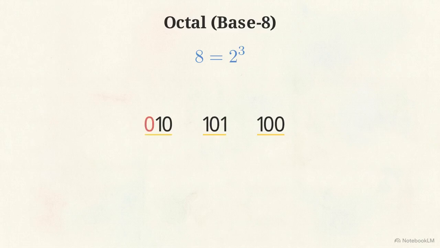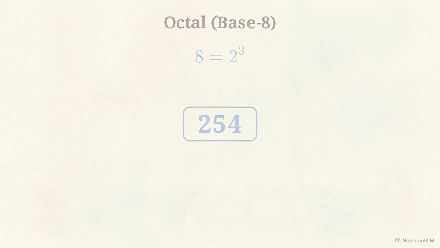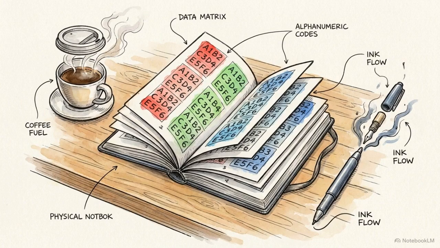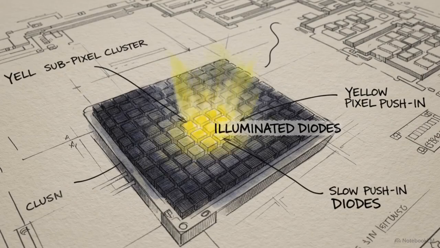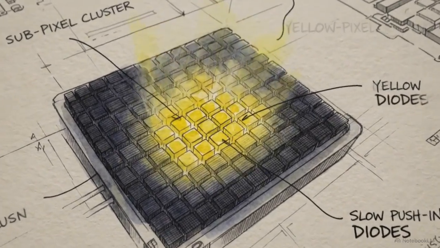Octal, or base 8, follows a similar logic by grouping bits into sets of 3. Both systems provide a way to organize binary data into more readable structures. These numbering systems act as a visual shorthand, allowing humans to manage billions of active transistors without becoming lost in raw binary noise. We can see these layers in action by looking at how a computer renders color.